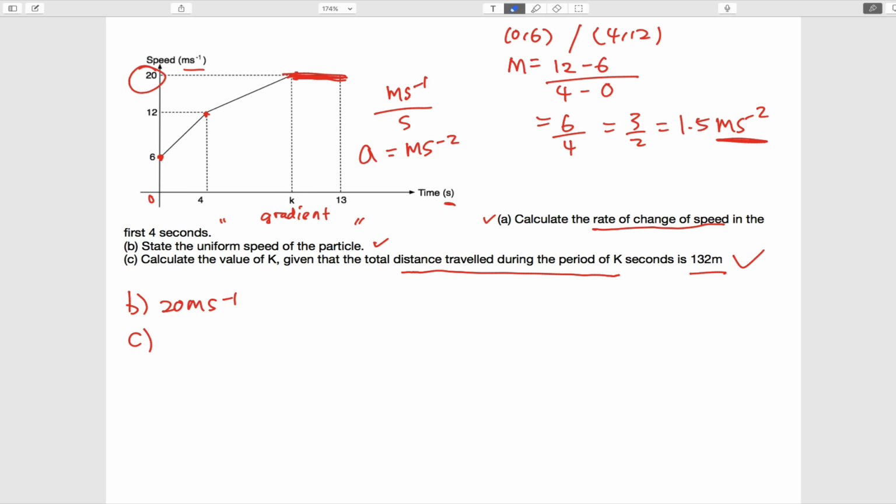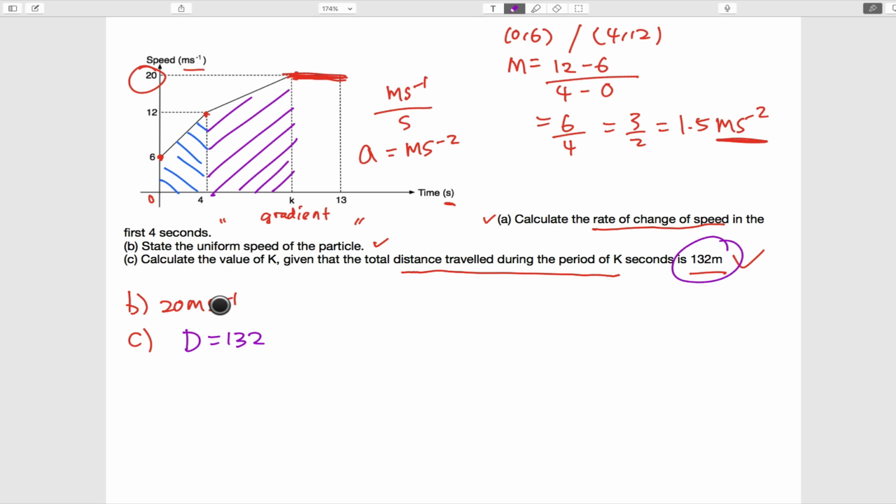That means I will need to find the area of this trapezium, plus the area of my second trapezium. So I will need to find both areas of trapezium, sum them together, and make them equal to 132. Then I solve the equation and get my value of k. So I'm going to say distance equals 132.